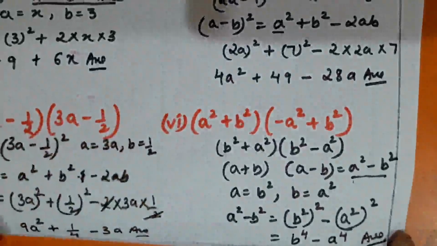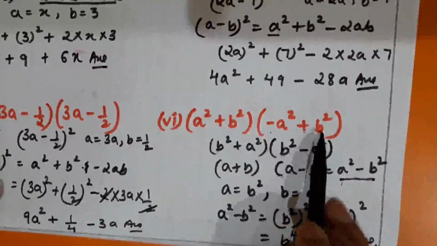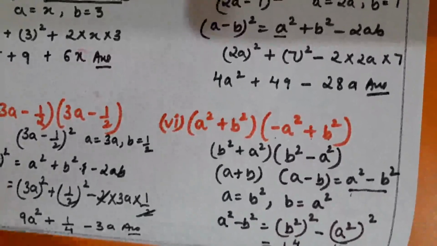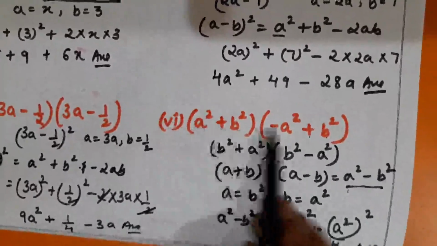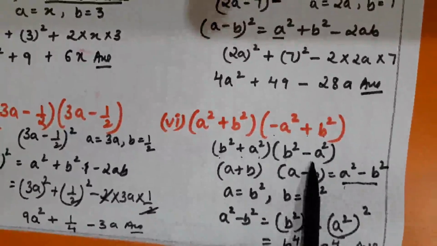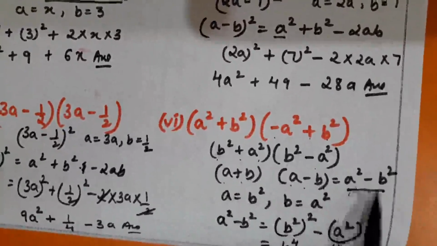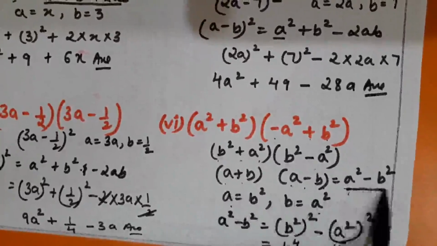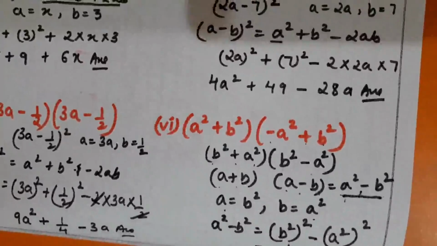Again I am repeating this part. See, (a² + b²)(−a² + b²). So here (a + b) whole square formula is not there. (a − b) whole square formula is not there. We can make a² − b² formula. So just swap the values. You will get (b² + a²)(b² − a²). So this formula is coming out (a + b)(a − b), that is a² − b². So here a is b² and b is a². Put these values inside the right hand side, that is a² − b². You will get b⁴ and a⁴.